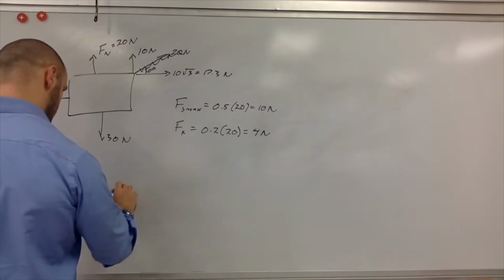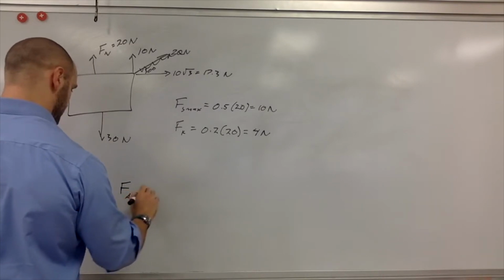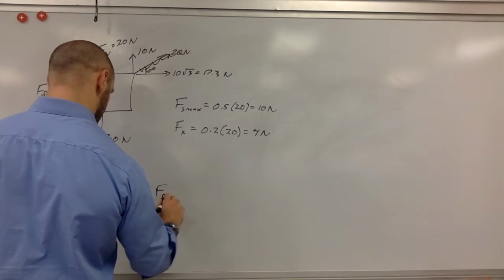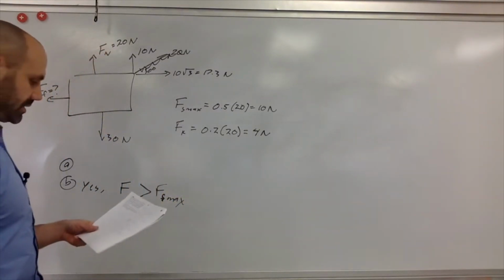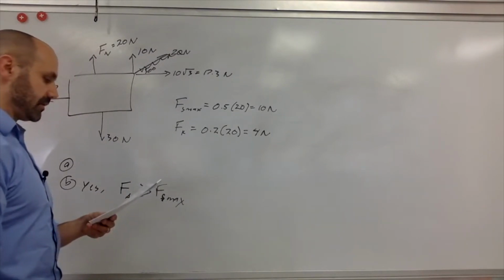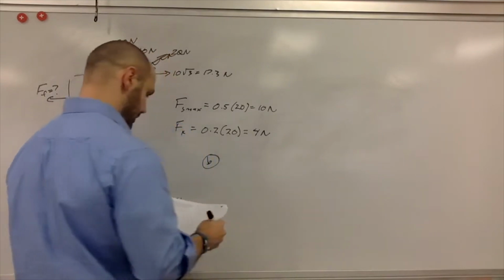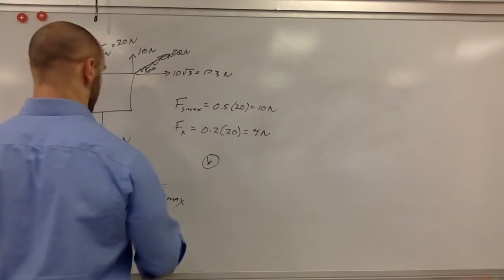we'll say the x component of the applied force is greater than Fs max. And then part C says if the box accelerates, find the time required for it to travel 10 meters from rest. Okay, so then I want to know the net force, so I can calculate the acceleration.